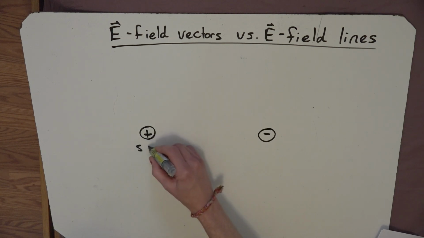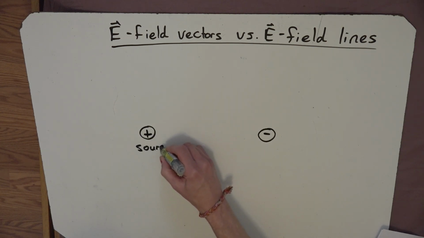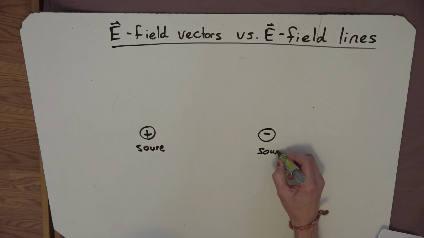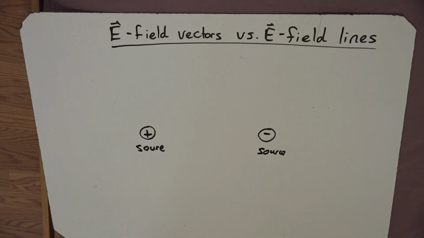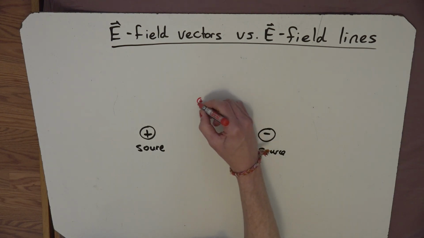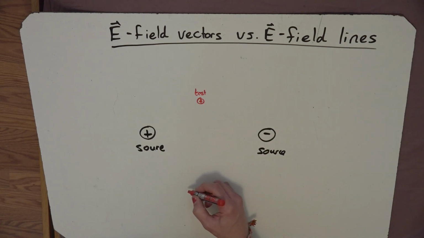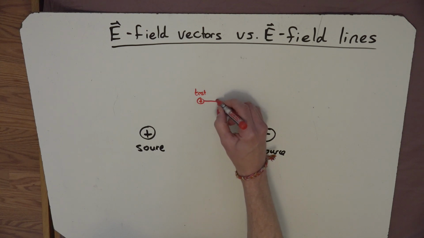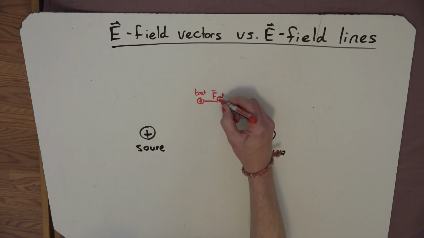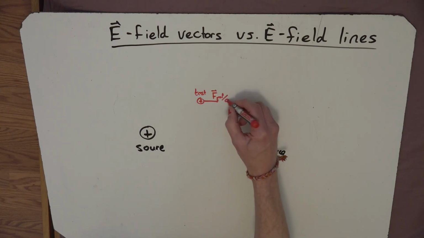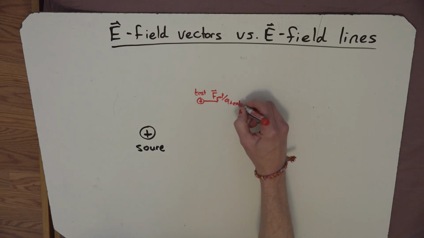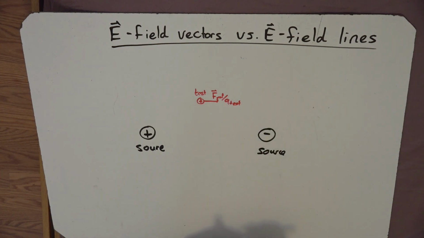map the field created by some combination of source charges by plonking down your test charge all over the place and basically figuring out how much force is exerted on this test charge by these two source charges, and then drawing the net force like so, and then this gives you the direction of the field by simply dividing by Q-test, and then the result is the field at that point.